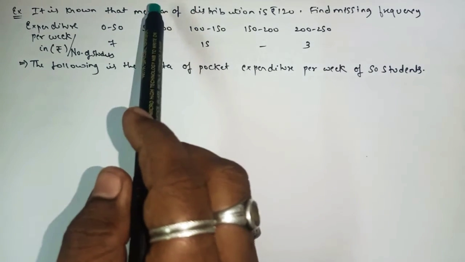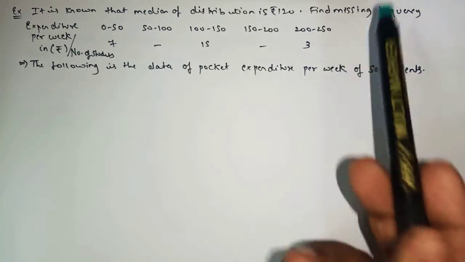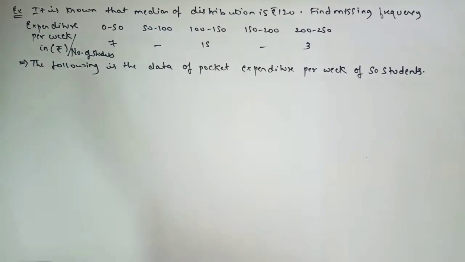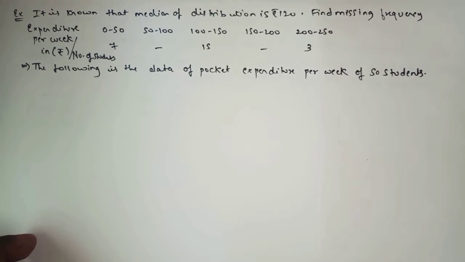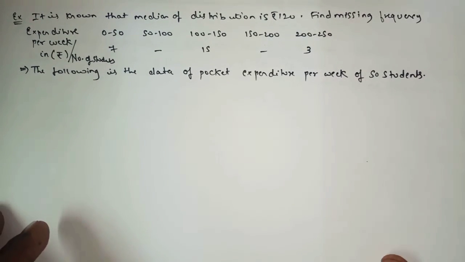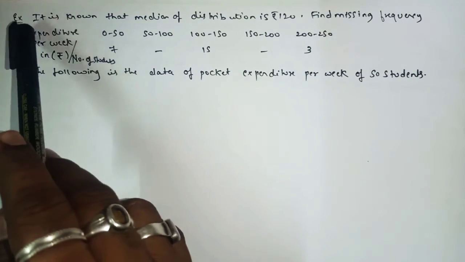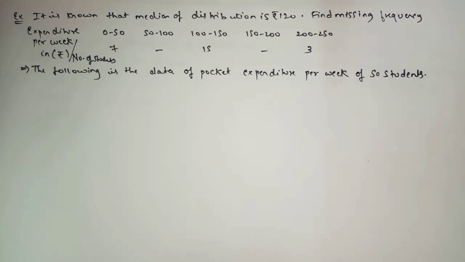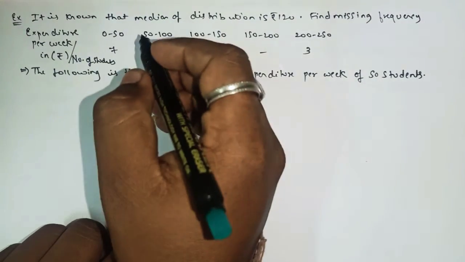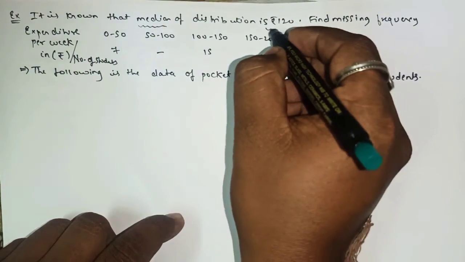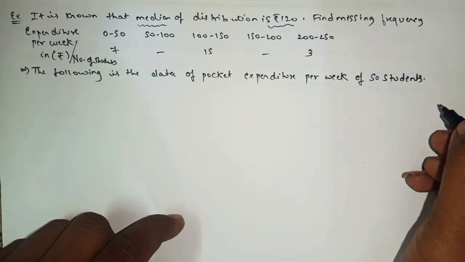Here you will have the value of Q1, Q2 or Q3, and with respect to that you have to find the missing number. So let's see a few examples based on the missing frequency. Here it says that it is known that the median of the distribution is 120 rupees. So what do we mean by median?